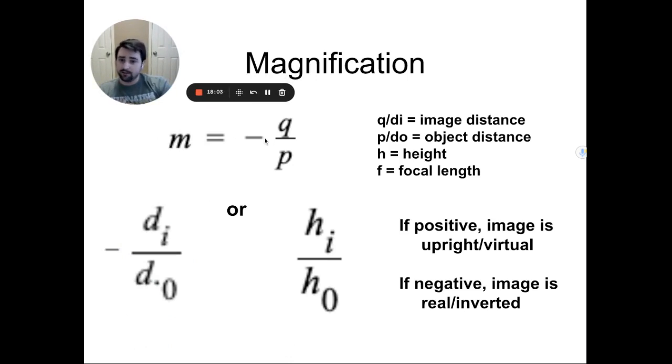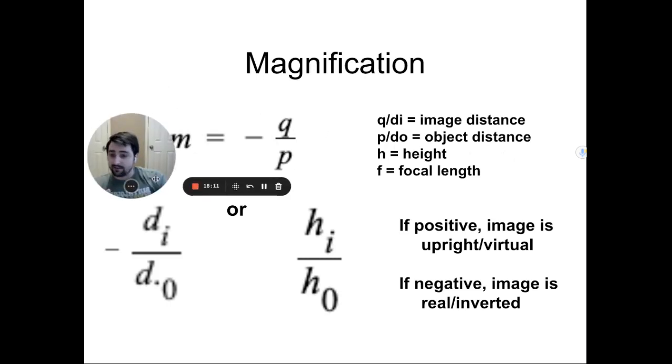Magnification M is going to be equal to negative Q over P, where Q is our image distance and P is our object distance. I like to think of it as the distance that the image is located from the mirror, and the distance that the object is located from the mirror. Or we have the height of the image versus the height of the object. Either way, this is just a simple proportion.